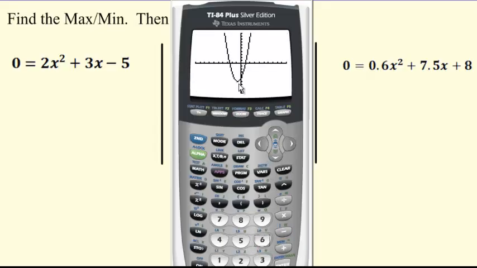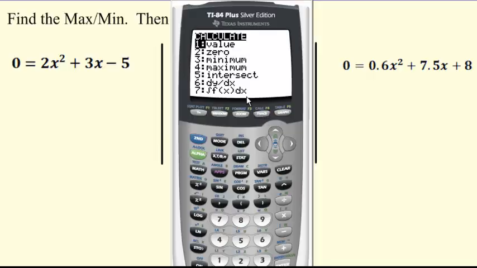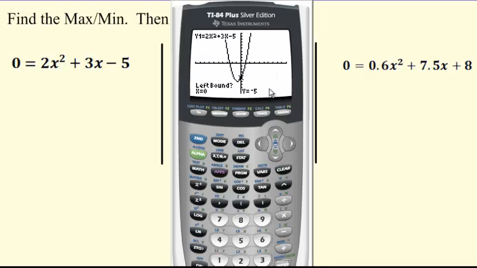So I can see there's the minimum right there. How am I going to find it? Well, let's go back to our second trace here, or calculate. Do you see a minimum? Yeah, number 3, minimum, right there. It works the same way as our zeros. You put your cursor right on where you think the minimum is. That's a pretty good estimate.